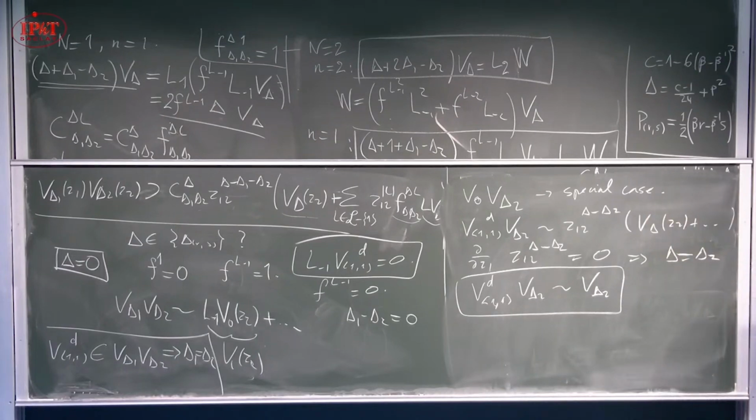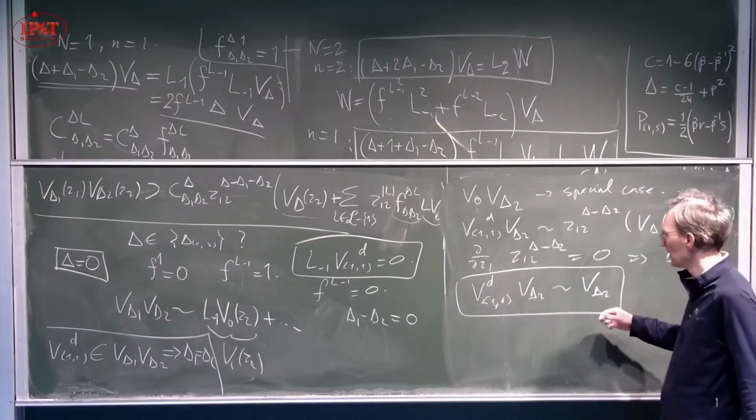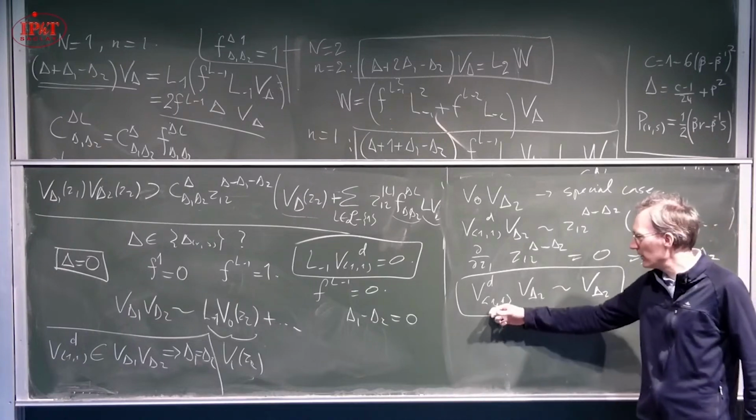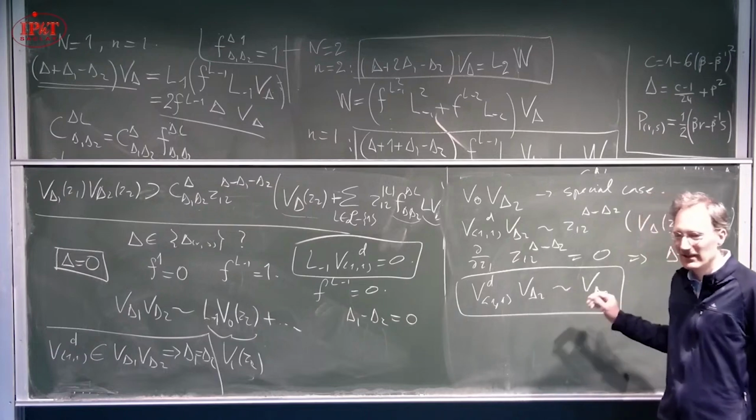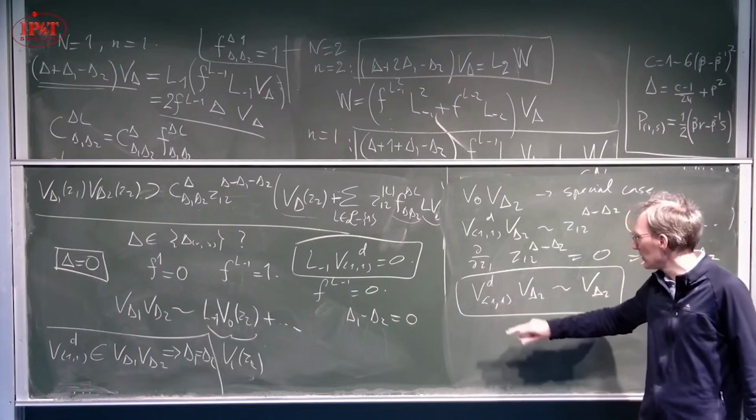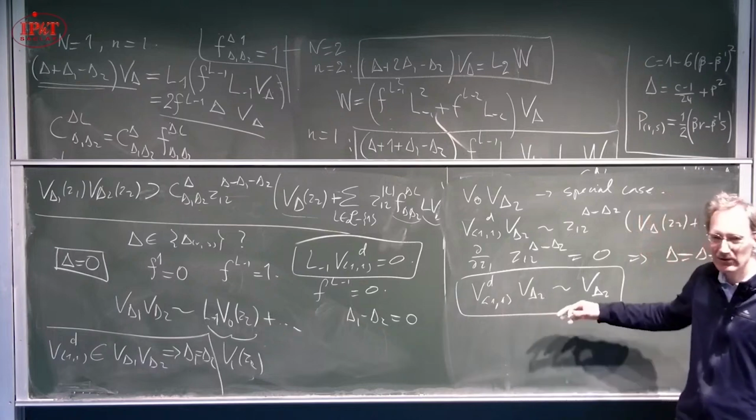There could be some other field with the same dimension. So this field is not forced to be the identity. It behaves like the identity. But if you have several fields with the same dimension, some things could happen.